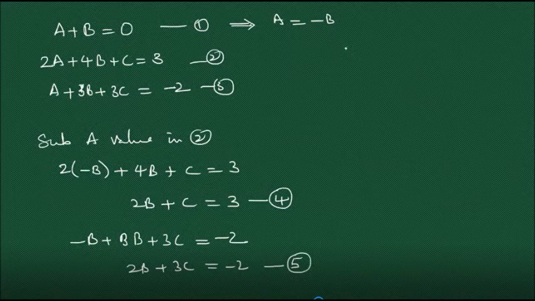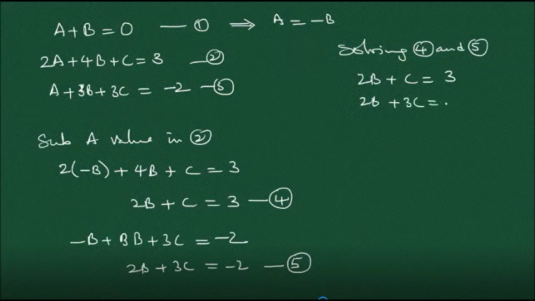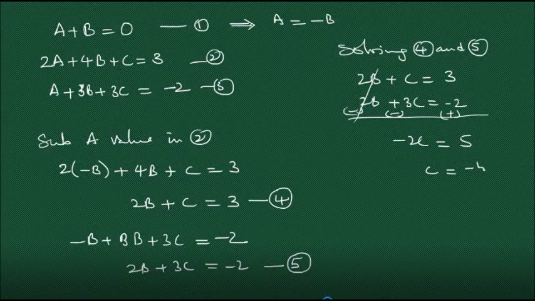Now solving 4 and 5: 2b plus c is equal to 3, 2b plus 3c is equal to -2. So minus, minus, plus, so this cancels. Minus 2c is equal to 5. c is equal to minus 5 by 2.